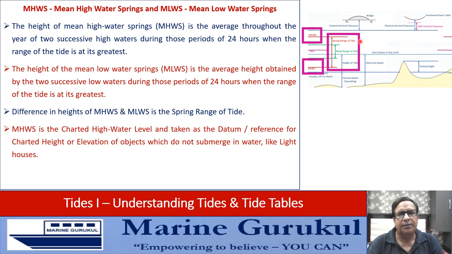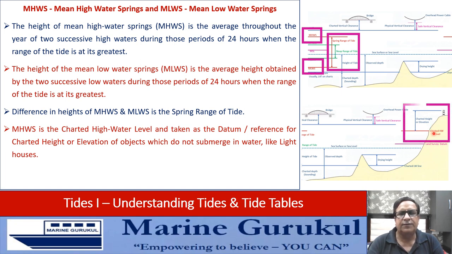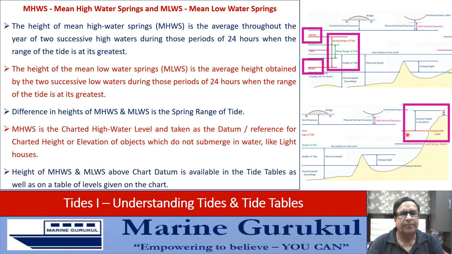Mean high water spring is the charted high water level and taken as chart datum or reference for charted height or elevation of objects which do not submerge in water, like the lighthouses. So this mean high water spring level is also the charted high water level as far as charts are concerned, and the height of the objects which do not submerge in water, like lighthouse, they are measured with respect to this charted high water level, which is the same as the mean high water spring.